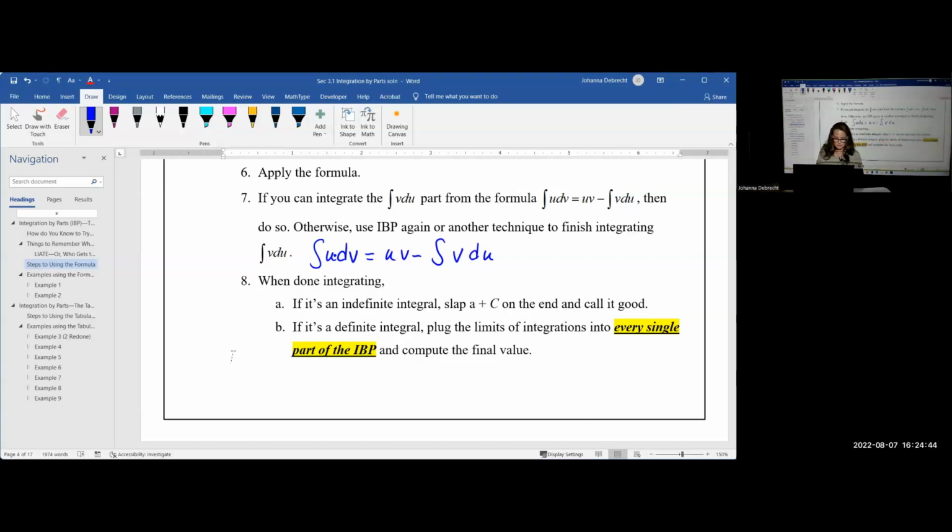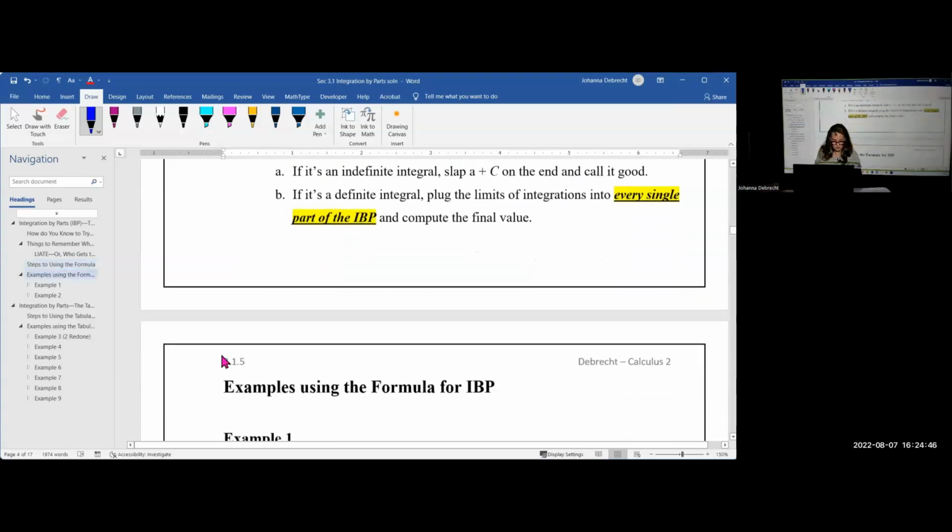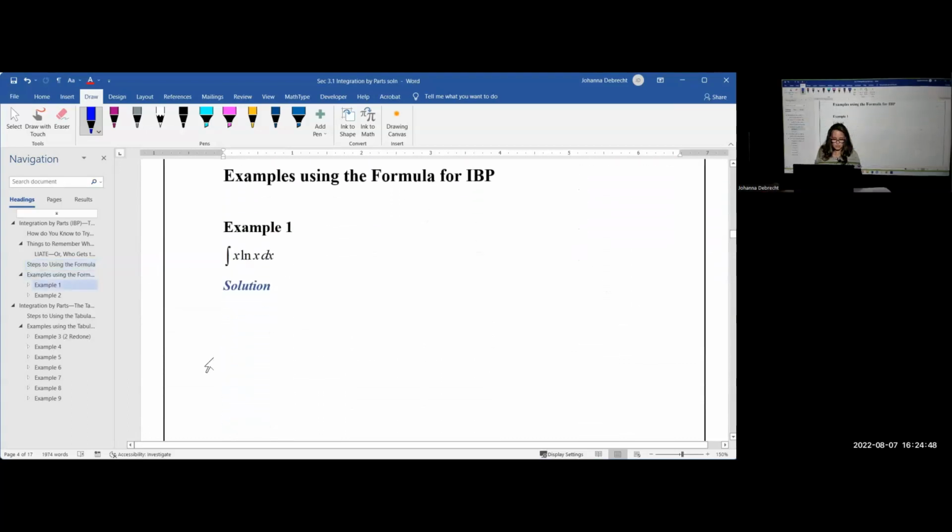These are the basic steps to applying integration by parts. So now what we want to do is roll up our sleeves, get to work, and actually evaluate some of these. So go grab some paper and come back. All right, hopefully you've got some paper.